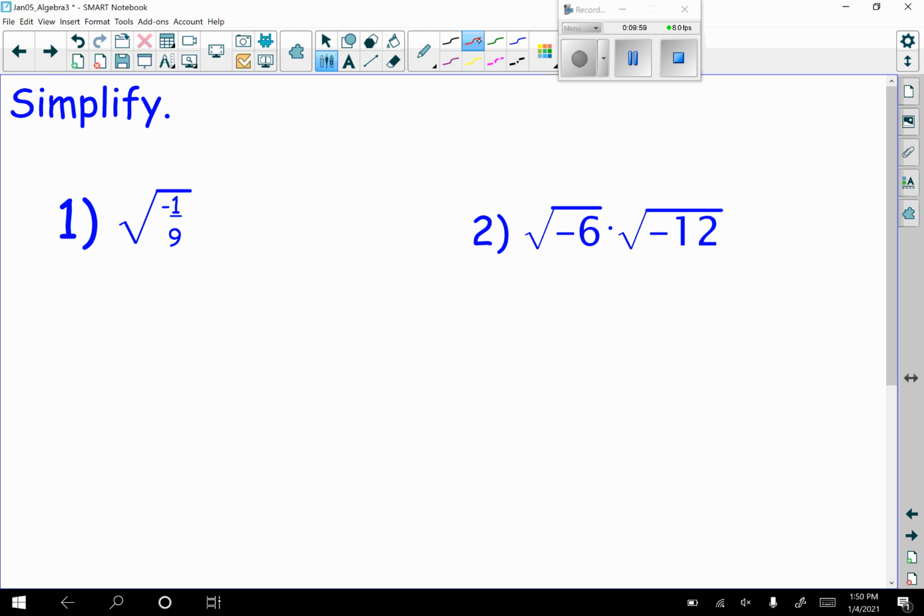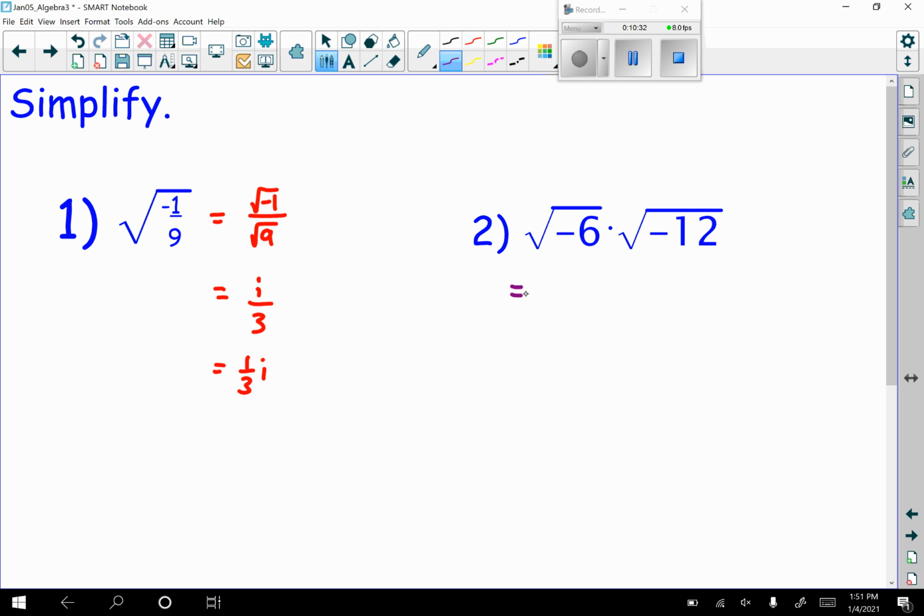All right, so knowing that little chart, let's go ahead and simplify these expressions. We're going to use a combination of the multiplication and division properties. So go ahead and copy down number 1. What we could do here is separate this into the square root of negative 1 over the square root of 9 using that division property. Well, we just saw on the previous page the square root of negative 1 is what? It's i. What's the square root of 9? 3. So this is really i over 3, or we could look at this as 1/3 i. Technically, it's still of the form a plus bi. This would be 0 plus 1/3 i.